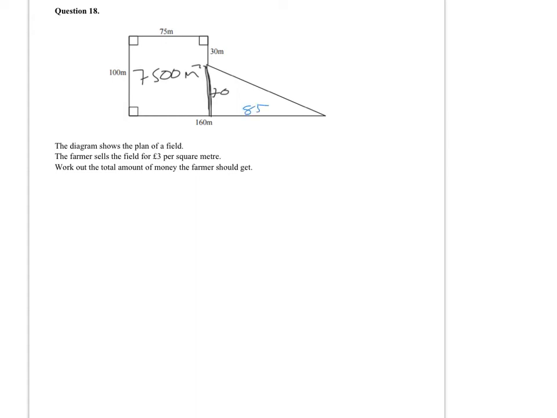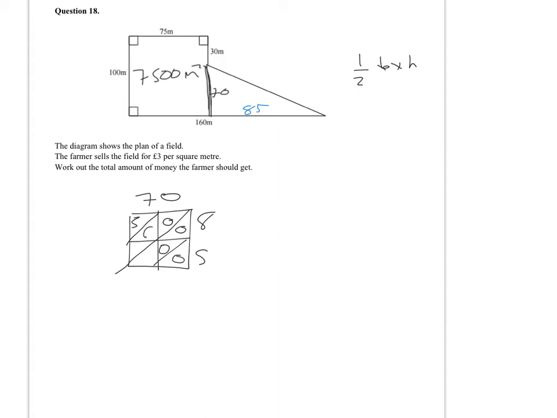To find the area of that triangle, we're going to have to do half the base times the height. So we're going to have to do 70 times 85 divided by 2. So again, I'm going to use Gelosia method for this. So 70 and 85. 0 times 8 is 0. 0 times 5 is 0. 8 times 7 is 56. 7 times 5 is 35.